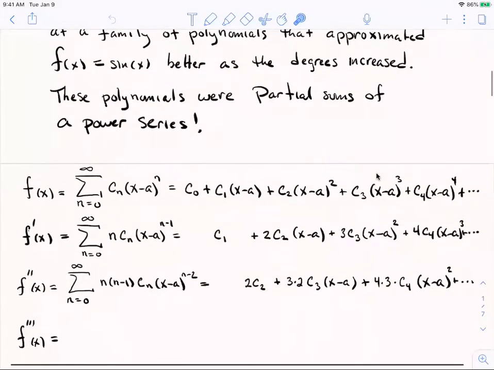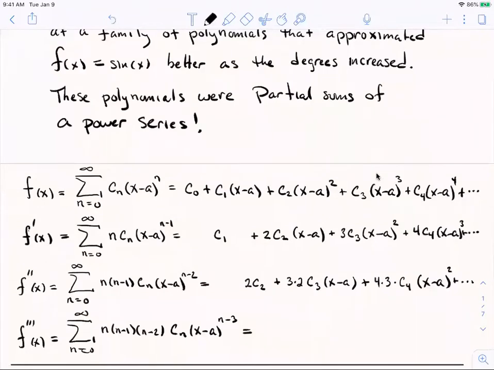Let's do one more. And this one, I've left some room so I can slow down and write it with you. So if we write it in the summation notation, I've got the sum from 0 to infinity. I've already got this n and this n minus 1. I got to multiply that by n minus 2. Does that look familiar? That pattern that's growing, n times n minus 1 times n minus 2. I hope it looks familiar. I'd have Cn, and finally I'd have x minus a. Now I've lowered the exponent 3 times, so I'd have an n minus 3.